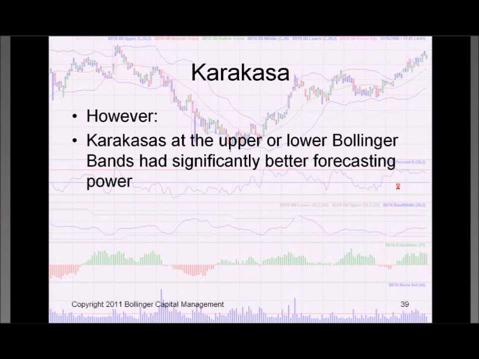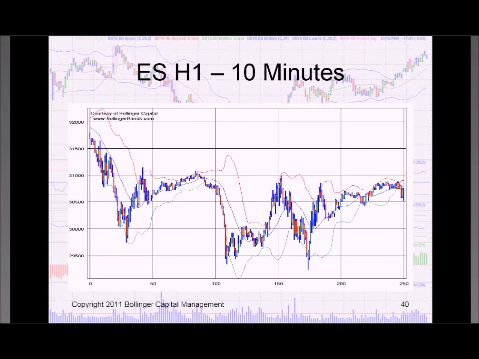So I went and tested, and I found that Karakasas at the upper or lower Bollinger Bands had significantly better forecasting power. In specific, I found that Karakasas at the lower band had more forecasting power than Karakasas at the upper band, but the Karakasas at both of the bands had statistically significant forecasting power. And I'll just show you an example.